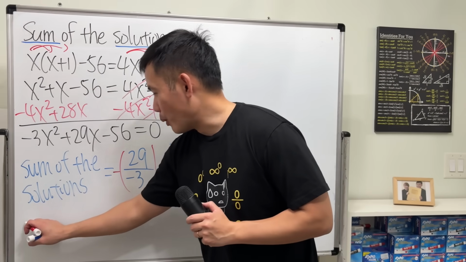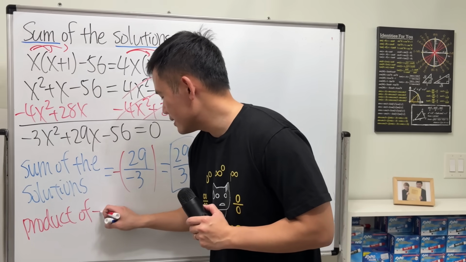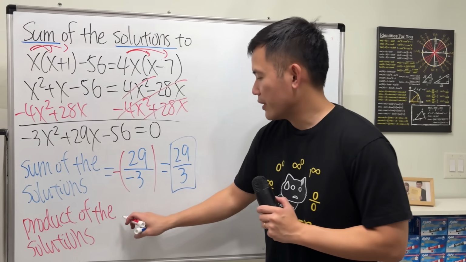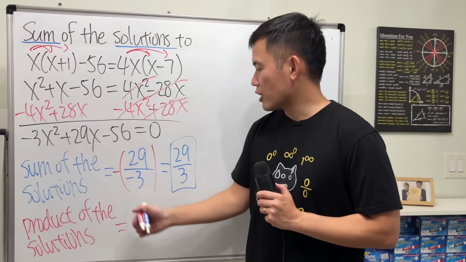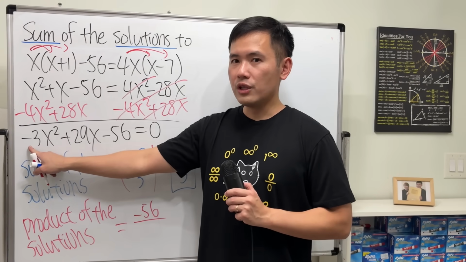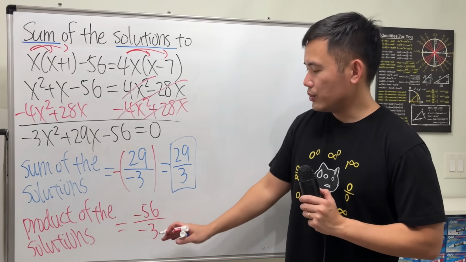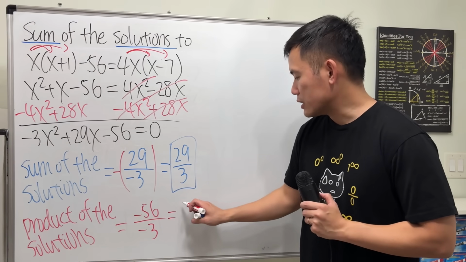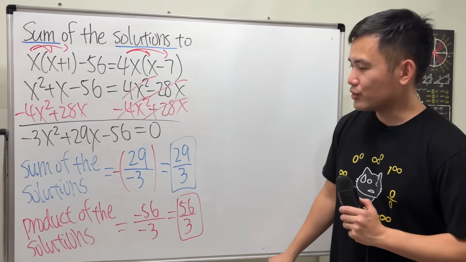And if you would like to have a little bonus, if you are looking for the product of these solutions, again, just make sure that we have the equation in the standard form, then you do the following. Look at the constant term, which is negative 56, and then divide it by the coefficient of x squared, which is negative 3. And for this one though, we do not need to negate the result, just keep that. Both of them are negative, so we'll end up with positive 56 over 3. That would be the answer to the product of the solutions.